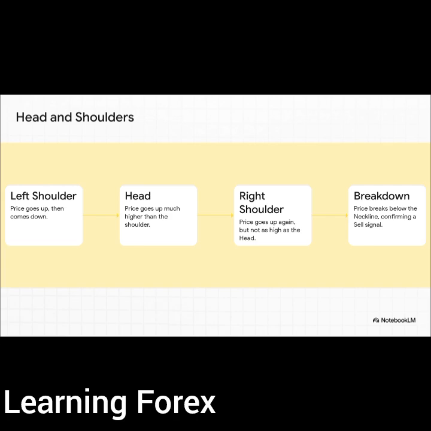First, the buyers push up to a peak. That's the left shoulder. Then they try again and succeed, making an even higher peak. That's the head. But on their third try, they start running out of steam and can only make a lower peak, the right shoulder. This shows pure exhaustion. And when the price finally breaks that neckline of support, the story confirms a bearish reversal is underway.